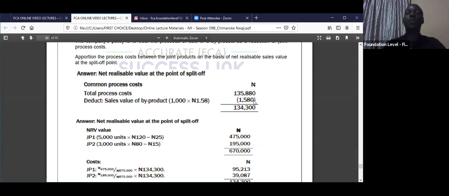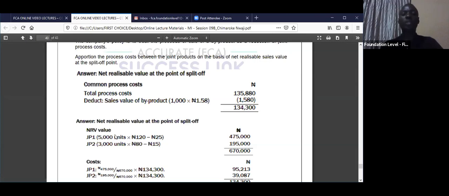1,580 will be deducted from this by total process cost to give you this other one. So this is the joint cost here that will be shared. If you look at this cost, you can see it here. Now, how is it going to be shared? They gave us the method, net realizable value at split off.